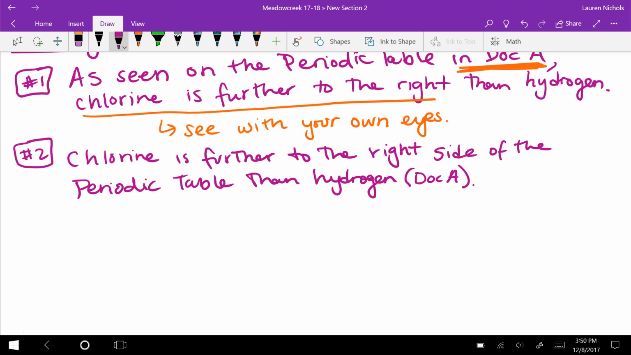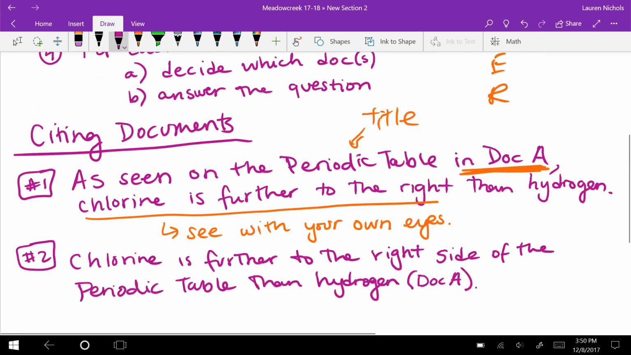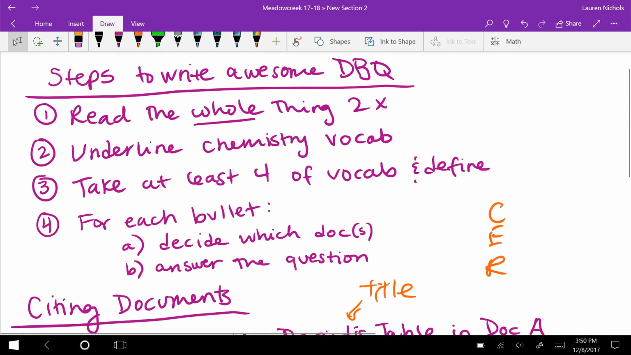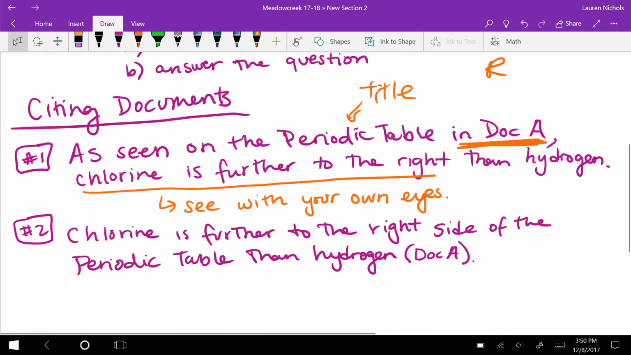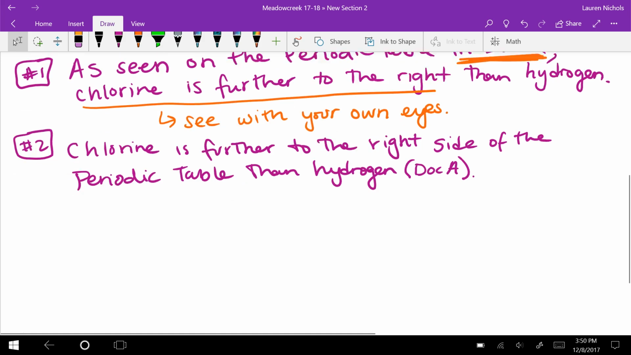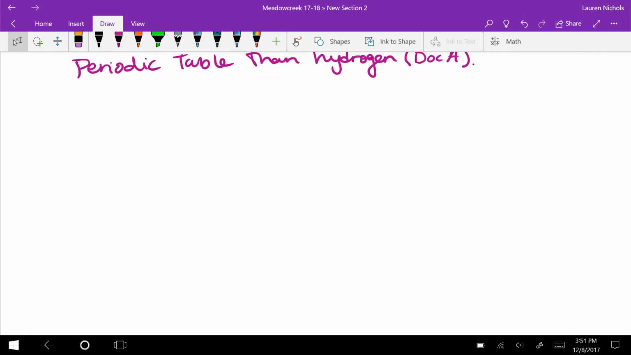So let's go over the next part. That's just a broad overview of the things that we need to talk about in reference to DBQs in general: starting the DBQs, doing some brainstorming, and remembering how to cite our documents appropriately in our writing.